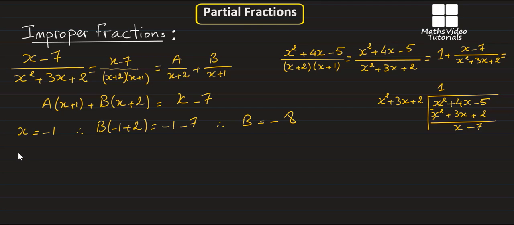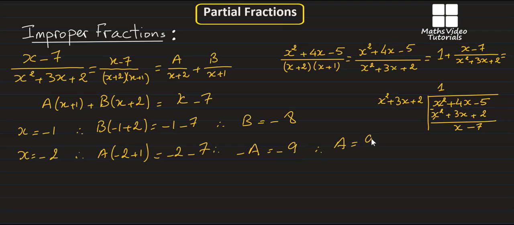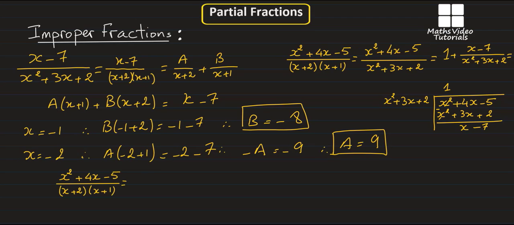Let's do A. For A, we're going to make x equal to -2. That will eliminate the B, so therefore A times -2 add 1, and the other side is going to be -2 take away 7. So therefore here we got -A is equal to -9. So therefore A is equal to +9. So these are the two values. Therefore we can say now our improper fraction written in its partial fractions is equal to 1 plus the partial fractions.